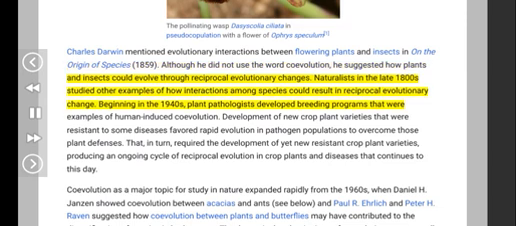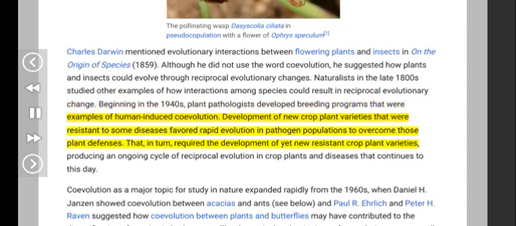Naturalists in the late 1800s studied other examples of how interactions among species could result in reciprocal evolutionary change. Beginning in the 1940s, plant pathologists developed breeding programs that were examples of human-induced coevolution. Development of new crop plant varieties that were resistant to some diseases favored rapid evolution in pathogen populations to overcome those plant defenses. That, in turn, required the development of yet new resistant crop plant varieties, producing an ongoing cycle of reciprocal evolution in crop plants and diseases that continues to this day.